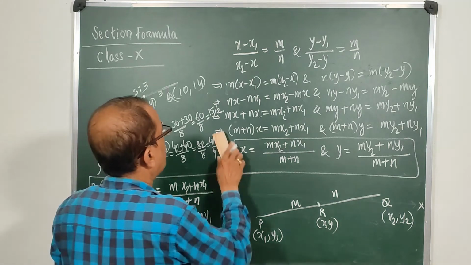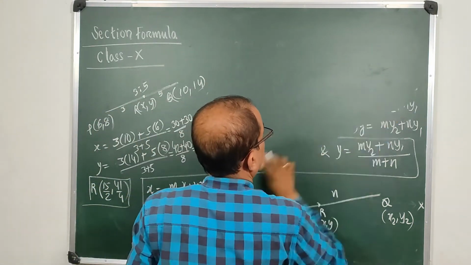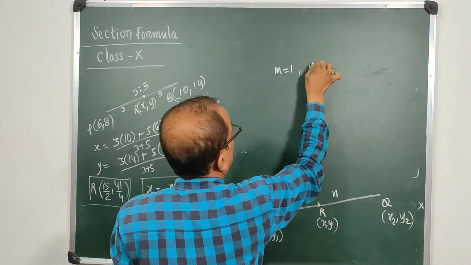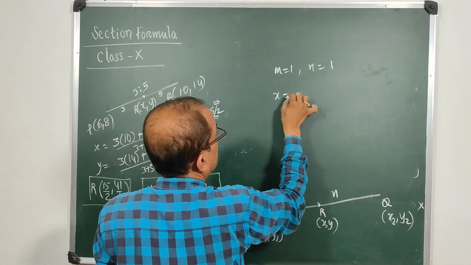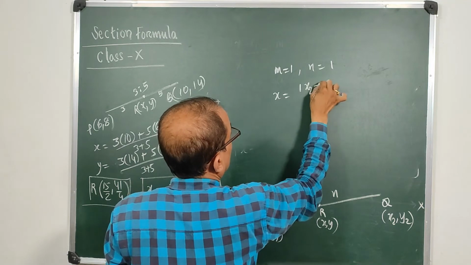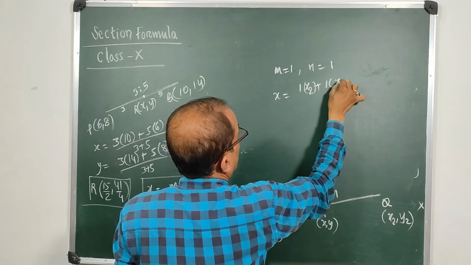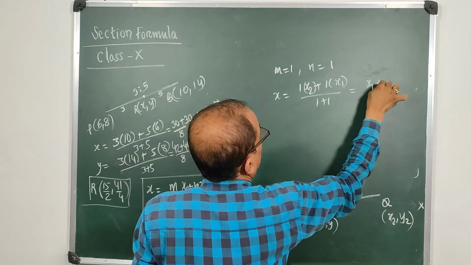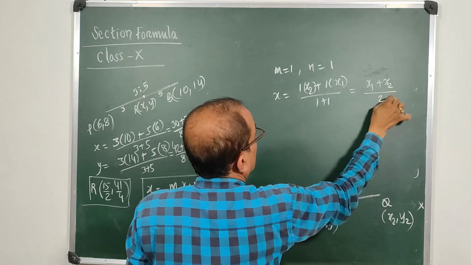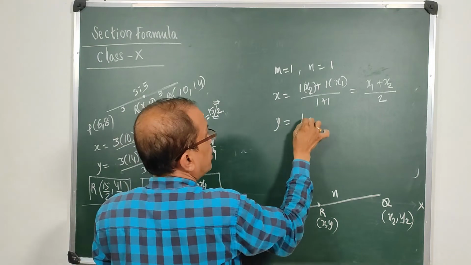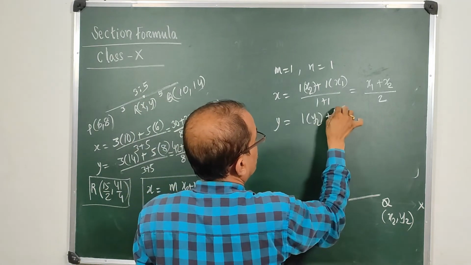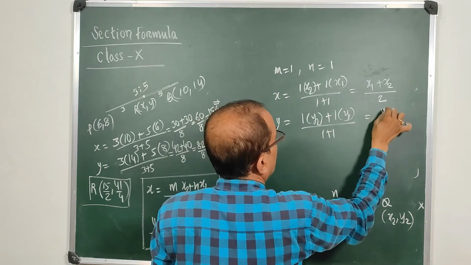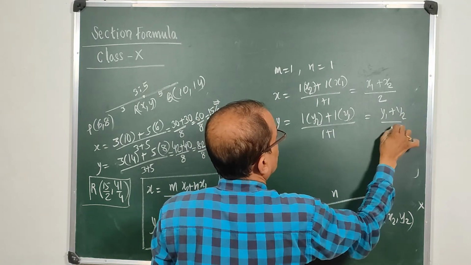Now, applications of this section formula. If m is equal to 1 and n is equal to 1, then x becomes 1 x2 plus 1 x1 by 1 plus 1, which is (x1 plus x2) by 2, which we had found earlier. Y will be similarly 1 into y2 plus 1 into y1 divided by 1 plus 1, so (y1 plus y2) upon 2.